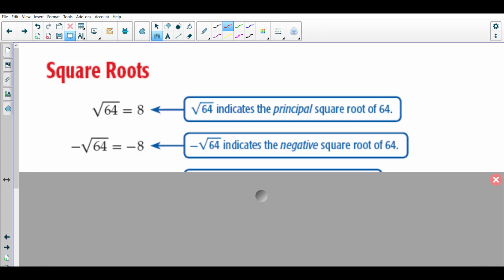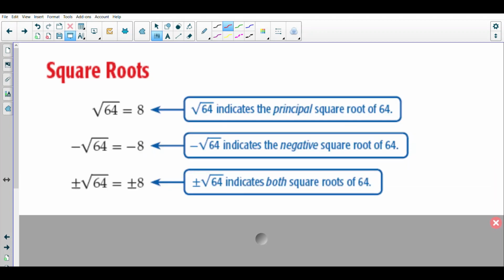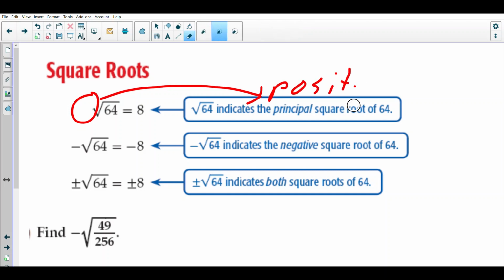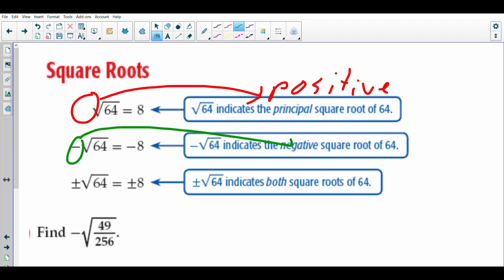Next, square roots. So square roots indicate what number multiplied by itself will give you the answer. So if you see no symbol in front of the square root symbol, that means you want the positive answer. If you have a negative symbol up front, you want the negative. And then if you have this thing, we can say plus minus, you want both.